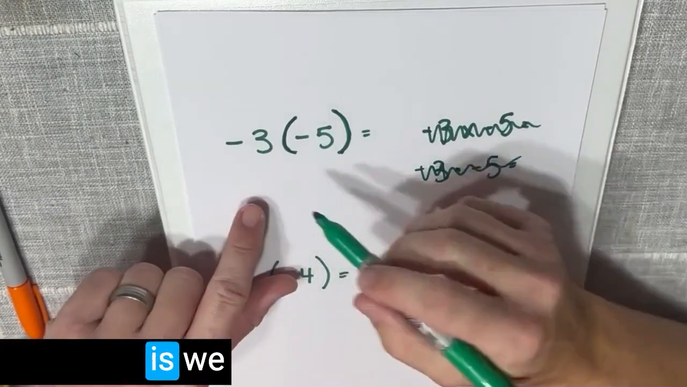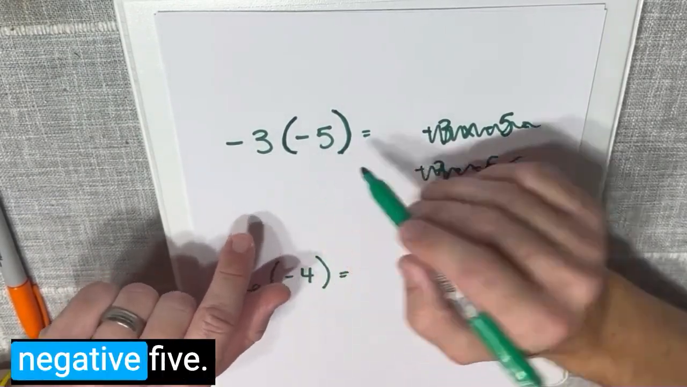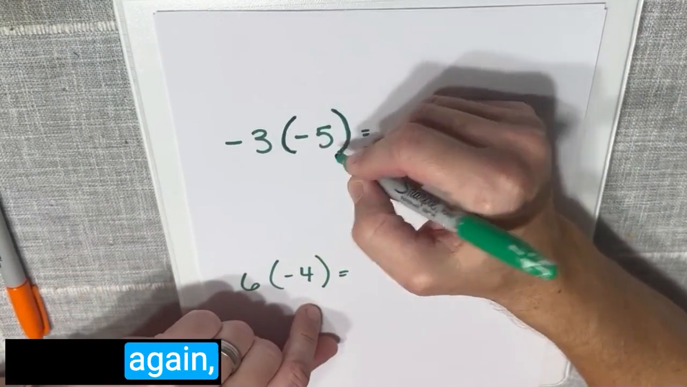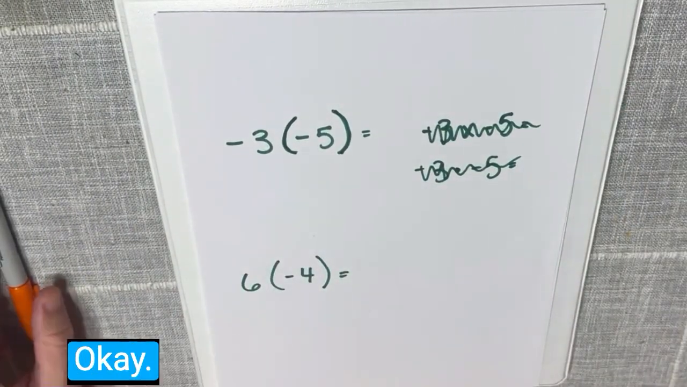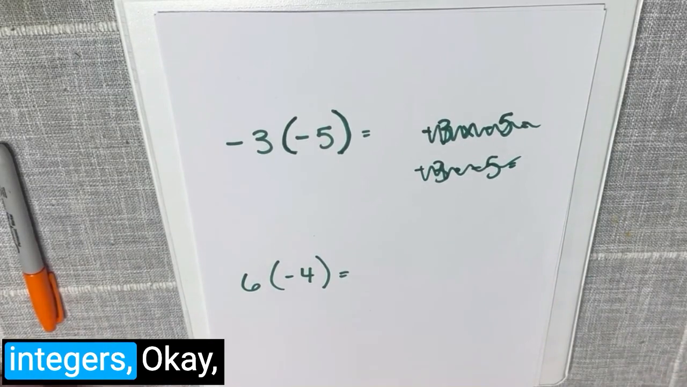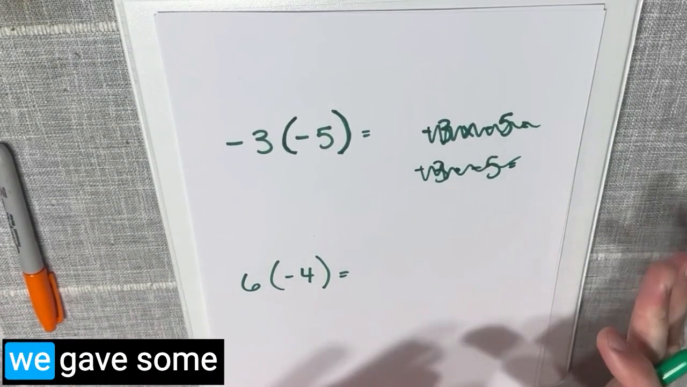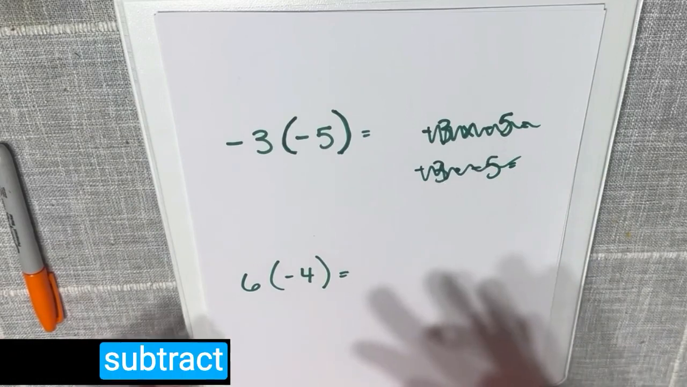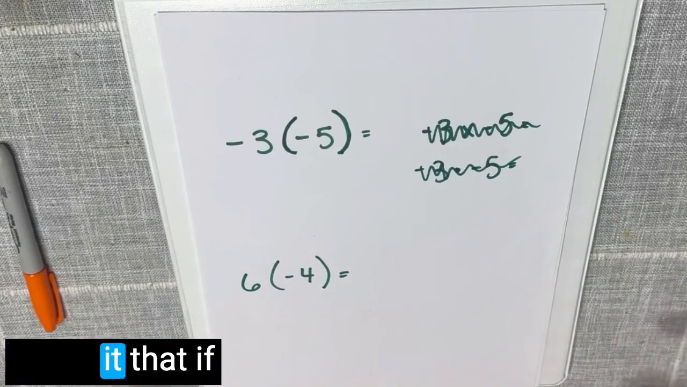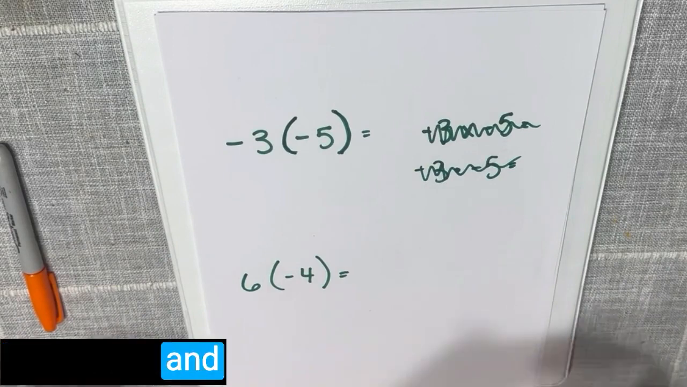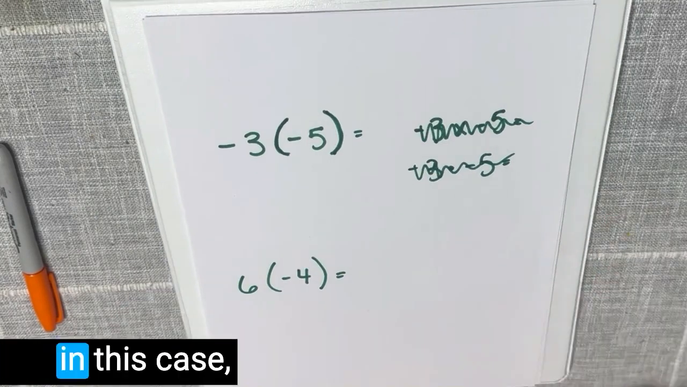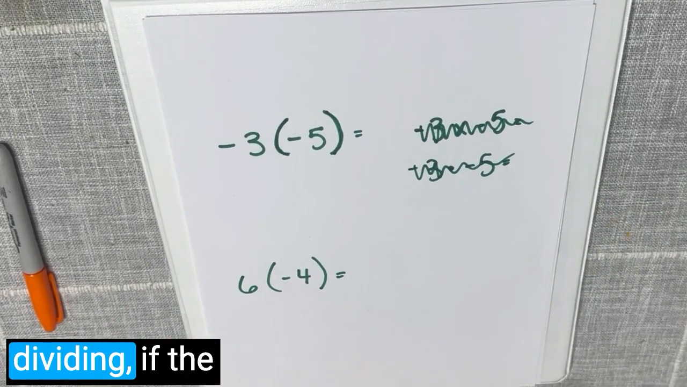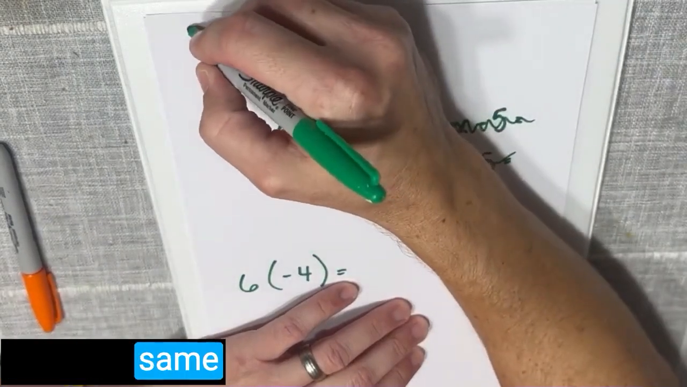So what we have here is a -3 times a -5. When you see that parenthesis in there, just a reminder, that's letting you know that these two numbers are being multiplied. And when you're multiplying integers, remember, we gave some strategies on how we could add or subtract integers. We talked about how if they have the same sign, we would add and keep the sign. But if they have different signs, we would subtract and keep the sign of the bigger number.